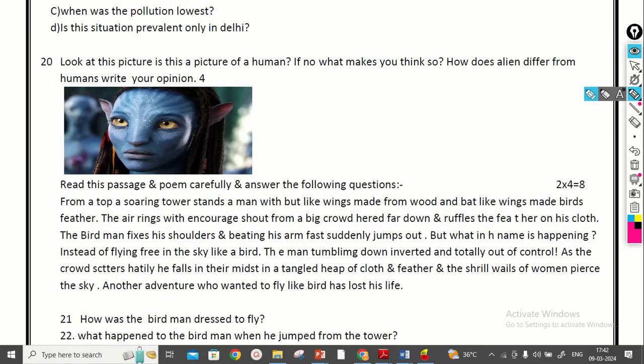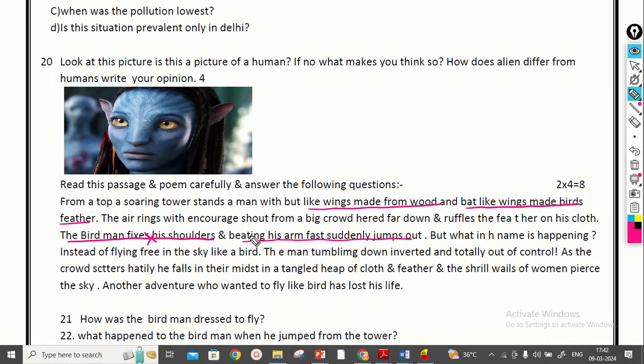Here there is a passage. How was the birdman dressed to fly? Here, a man with bat-like wings made from wood and bat-like wings made of birds' feathers. So he was ready to fly like that. The birdman fixes his shoulders and, beating his arms, suddenly jumps out. So he was dressed like what? He dressed with wings made from wood and bat-like wings made of birds' feathers.